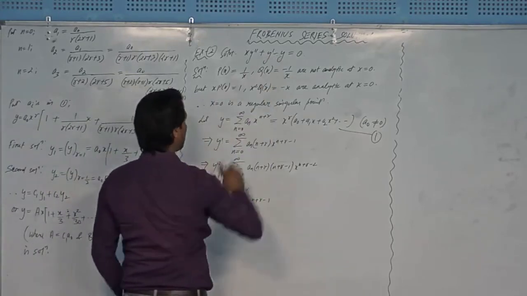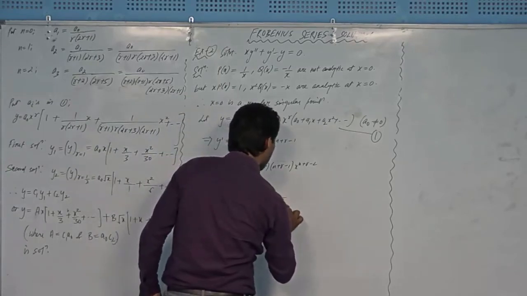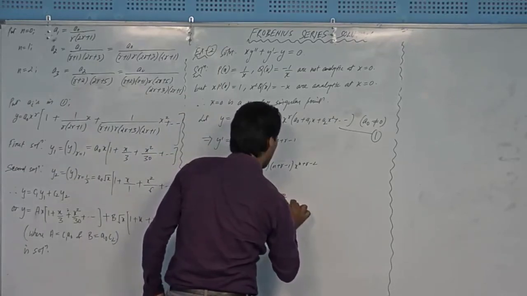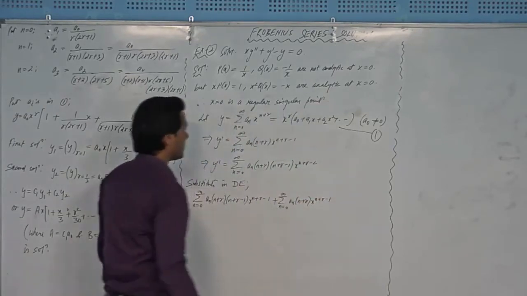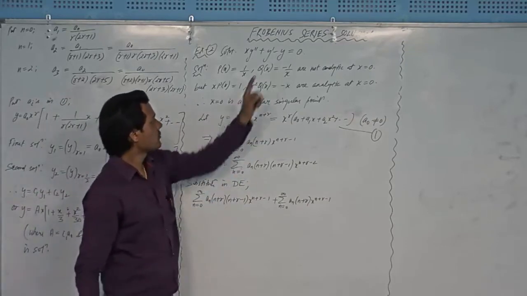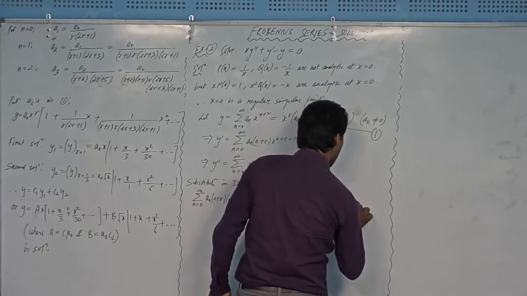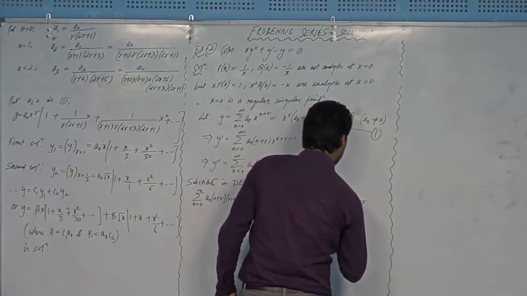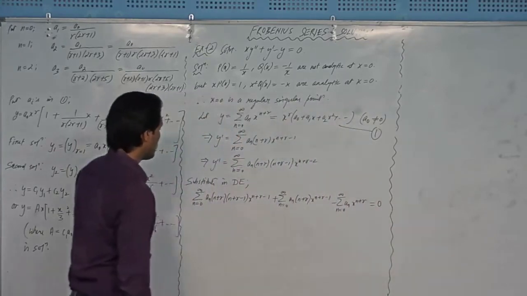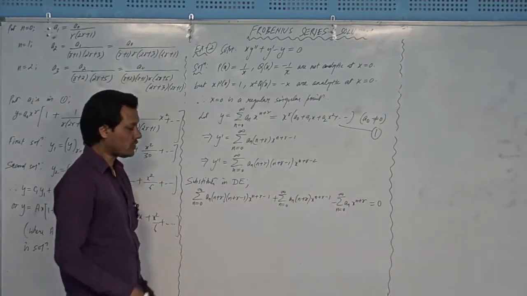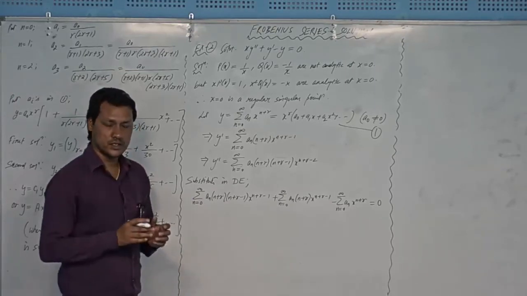The second term is y', so this is your y': the summation, n = 0 to infinity, of a_n (n + r) x to the power n + r - 1. The third term is minus y, so I will write minus the summation of a_n x to the power n + r, starting from 0 to infinity, equal to 0. So I have got an equation, and now I will start comparing the coefficients of x, and first I will equate the least power of x.